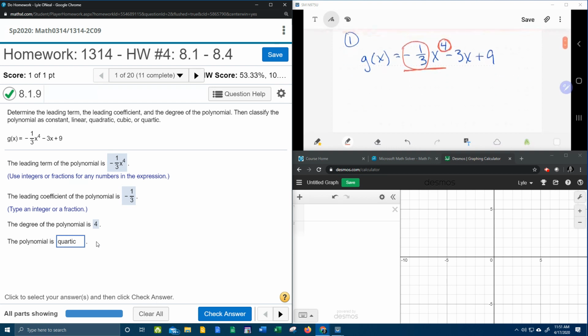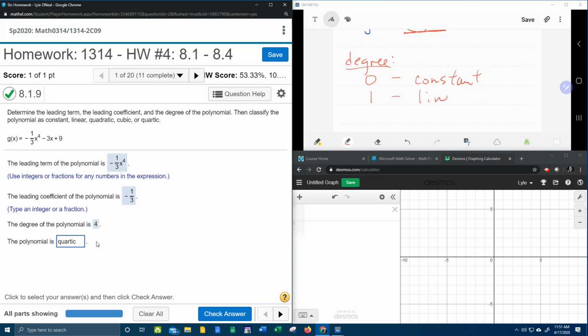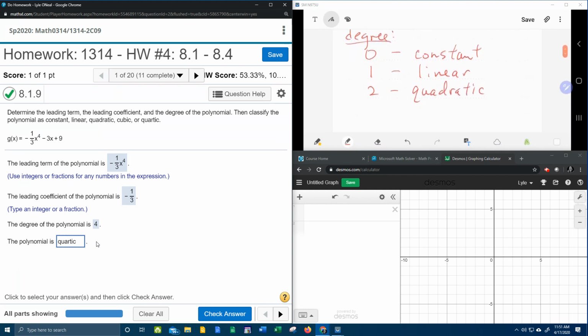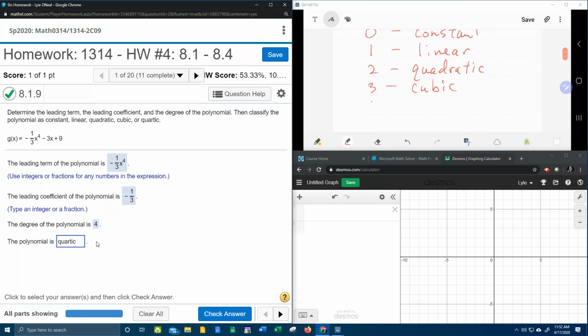So if I were to make a list over here for all of the degrees, just in case your degree is different, if your degree is 0, that's constant. Degree of 1 is linear. Degree of 2, that is quadratic. Degree of 3, cubic. And a degree of 4 is quartic.